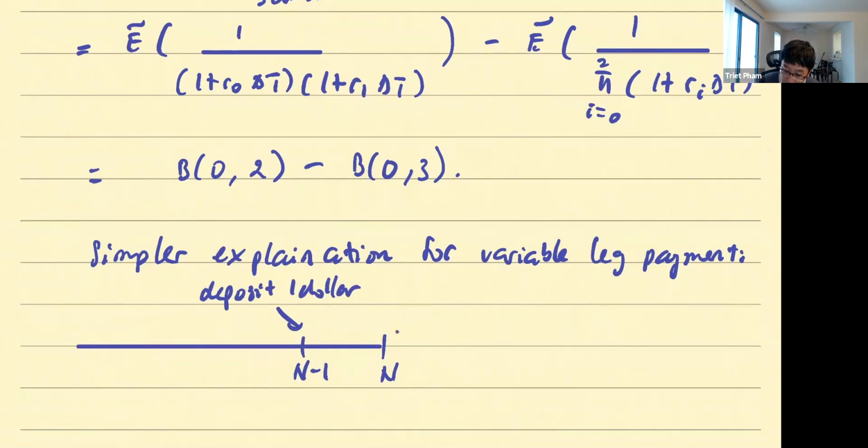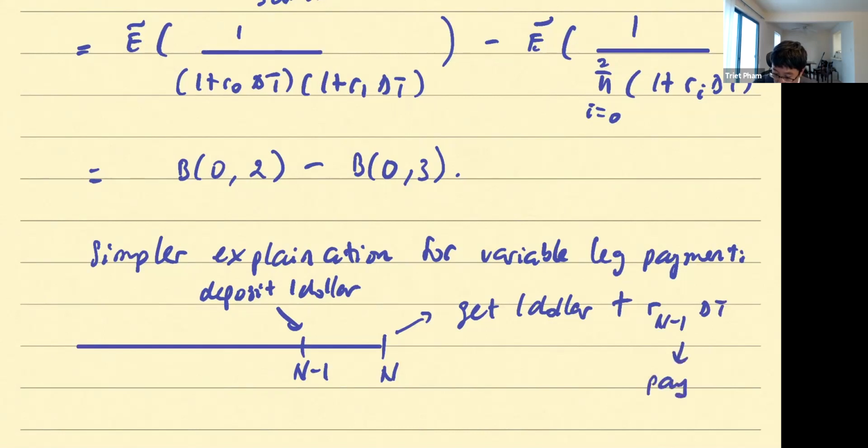By time n, they get $1 back, plus the interest payment, which is R n minus 1 times delta t. Of course, this will go to the investor. This will go to pay their obligation, the obligation for the variable rate.